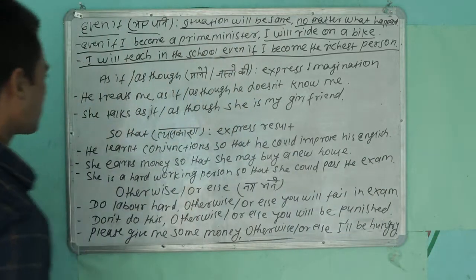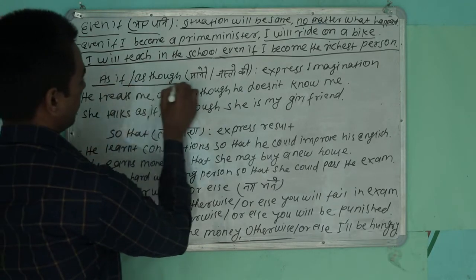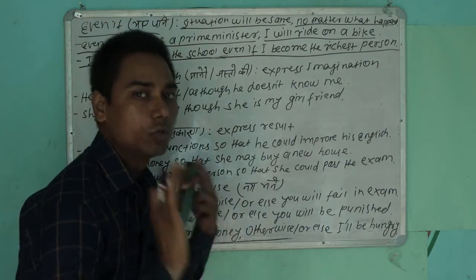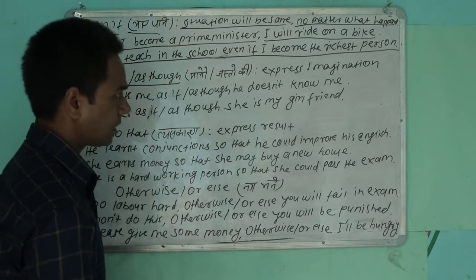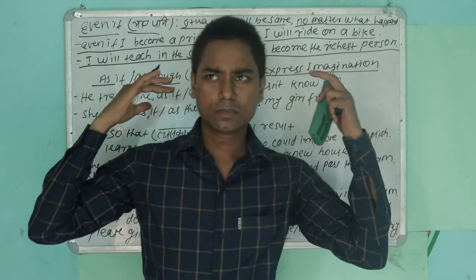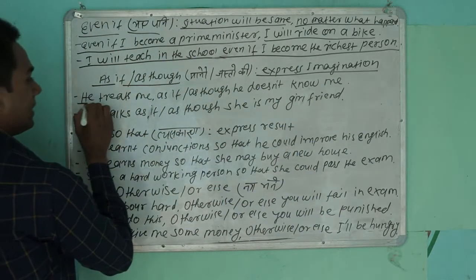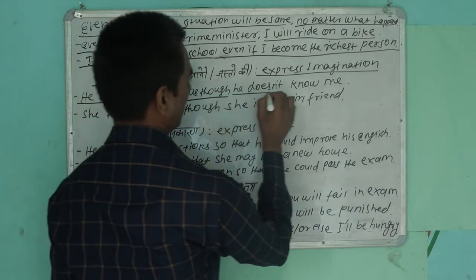Yeah, okay. Next we have as if or as though. As if and as though have the same meaning, no change in meaning. It means in Nepali, mano, jasto ki, it expresses imagination. Just imagine. Look at the example. He treats me as if or as though he doesn't know me.